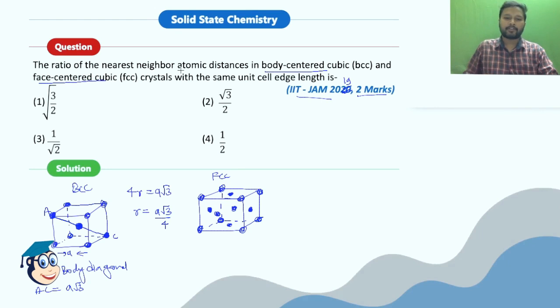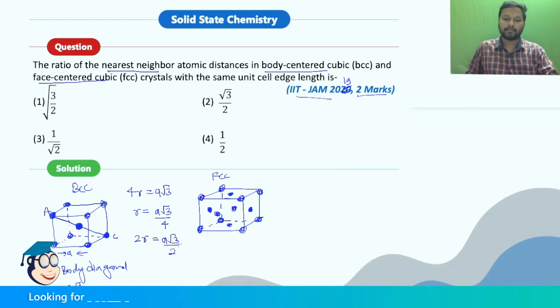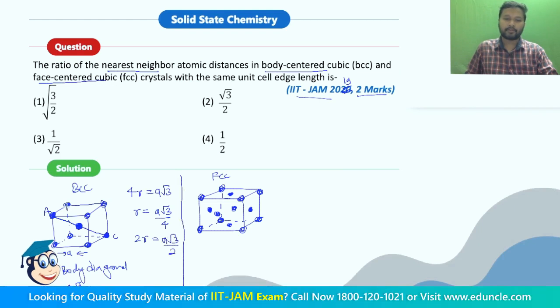But since in the question it has been asked about the nearest neighbor, when we talk about nearest neighbor, in that case we basically calculate the value of 2R. Okay, so 2R will be equal to A root 3 by 2. Now whatever I told you is for BCC. Let's do the same thing for FCC.